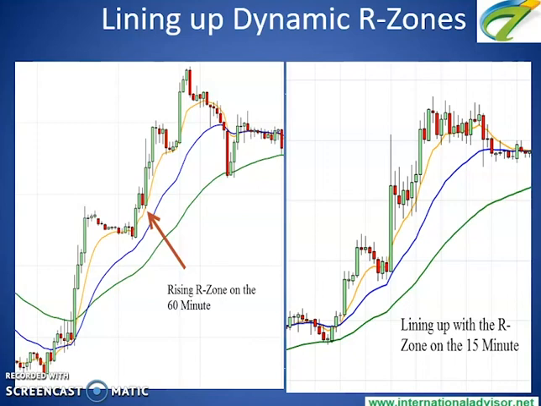Again, this is lining up dynamic R zones. The R zone, as I told before, is the combination of 2 moving averages, and the space between these two gives us a zone, helping to turn the market in the direction and give us good entry points.